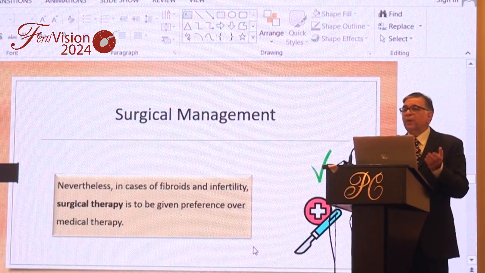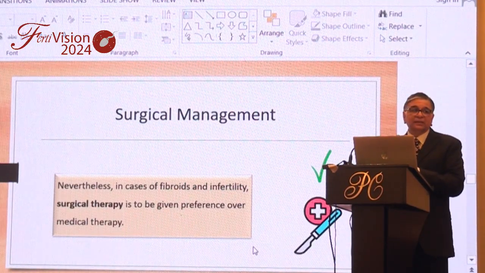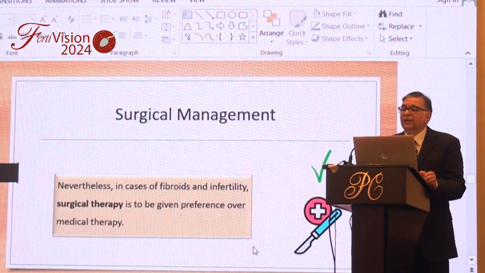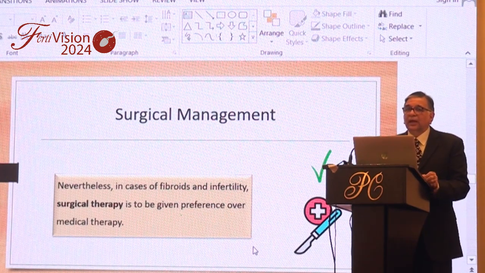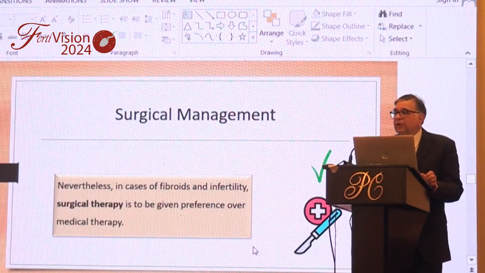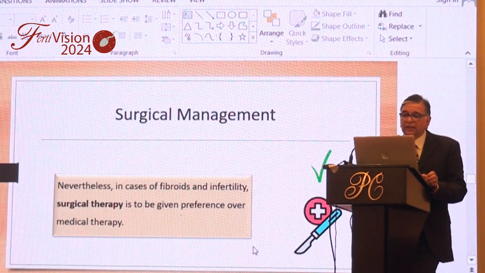So, pound for pound, I think surgery is a much better option than medical management, because you're actually getting rid of the fibroid and restoring the anatomy, which I think is much more important than just shrinking the size of these fibroids.